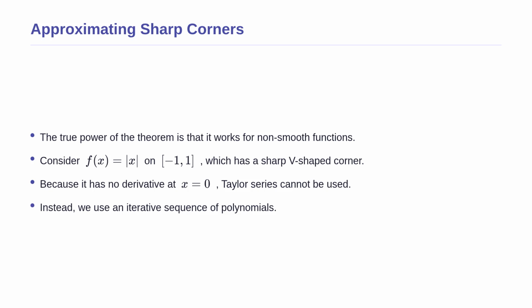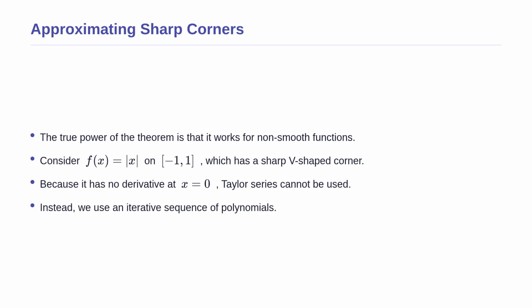Approximating a smooth curve like an exponential is great, but the true unmatched power of the Weierstrass Approximation Theorem is that it works even for functions that are not smooth at all. Consider the absolute value function on the interval -1 to 1. This function has a sharp V-shaped corner exactly at x equals 0. Because of this sharp corner, the function has no derivative at 0. This means we cannot use a Taylor series at all because the required derivatives simply do not exist.